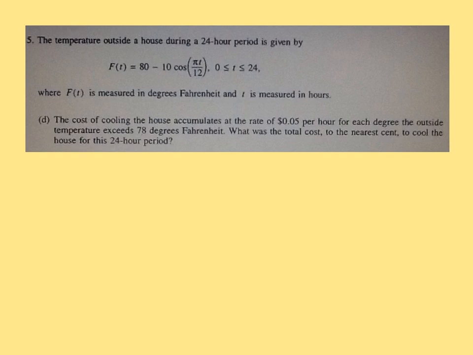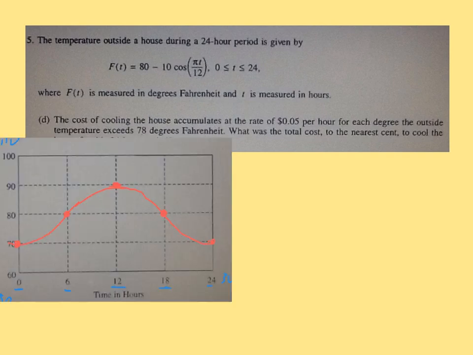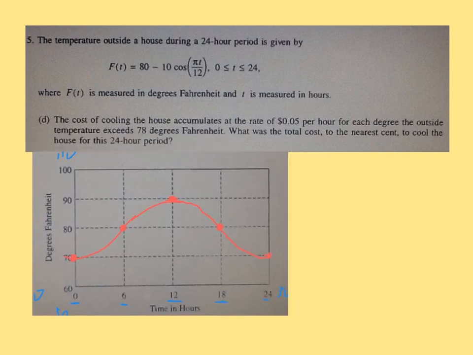All right, the final part of any of these questions is really going to get into the applications and extend our thinking a little bit here, right? So this is the cost of cooling the house, at a rate of 5 cents per hour for every degree that it exceeds 78. So it's kind of hidden again. Let me go back and bring up our graph one more time and show you what we're talking about on the graph.